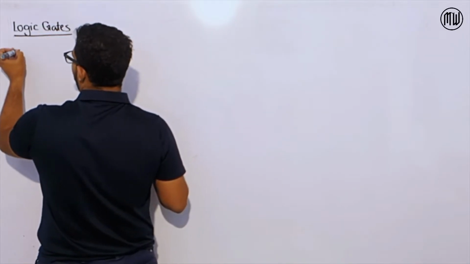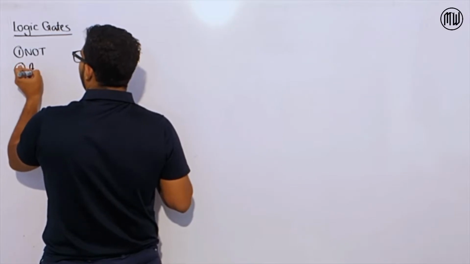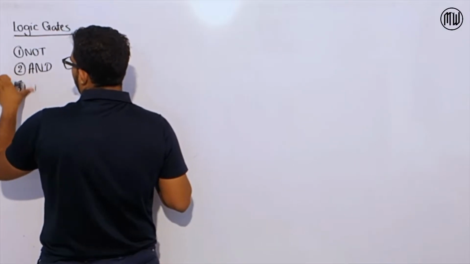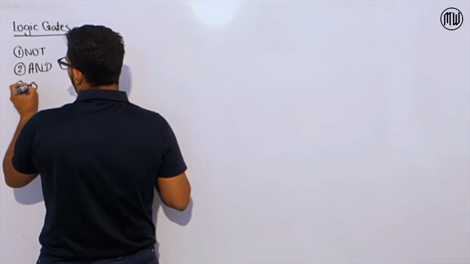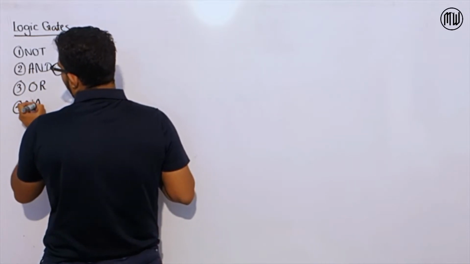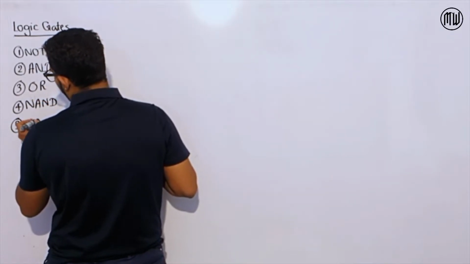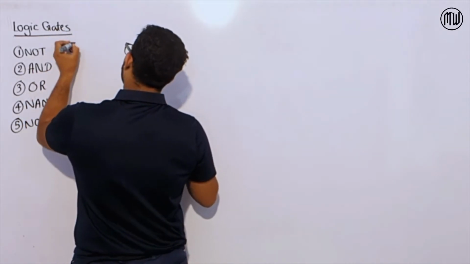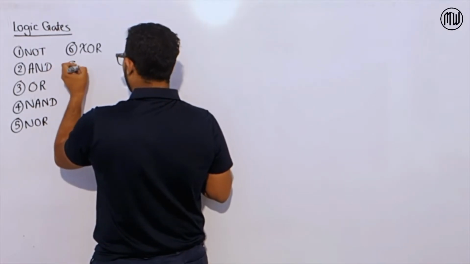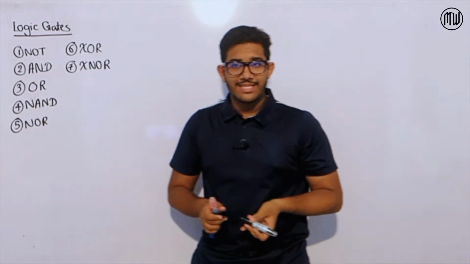Logic gates, we have NOT, we have AND, we have OR, we have NAND, we have NOR, and finally XOR or XO, and XNOR or XNO, right? These are the 7 gates we have.